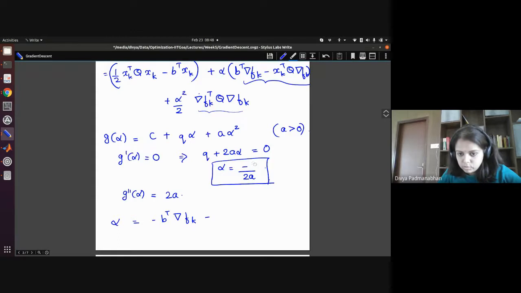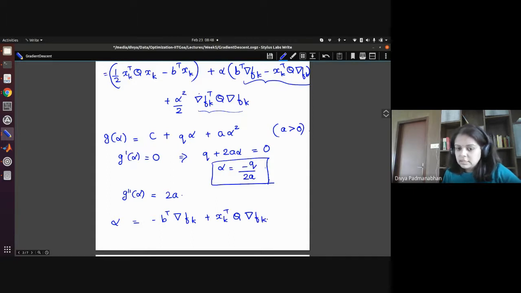Okay, I don't know if anybody got confused because of this, but anyway, let's just keep it this way. So this Q is the coefficient of the alpha terms. So that is just this one, right? So what would that be? So negative of Q. So that is just minus B transpose grad Fk plus Xk transpose Q grad Fk.